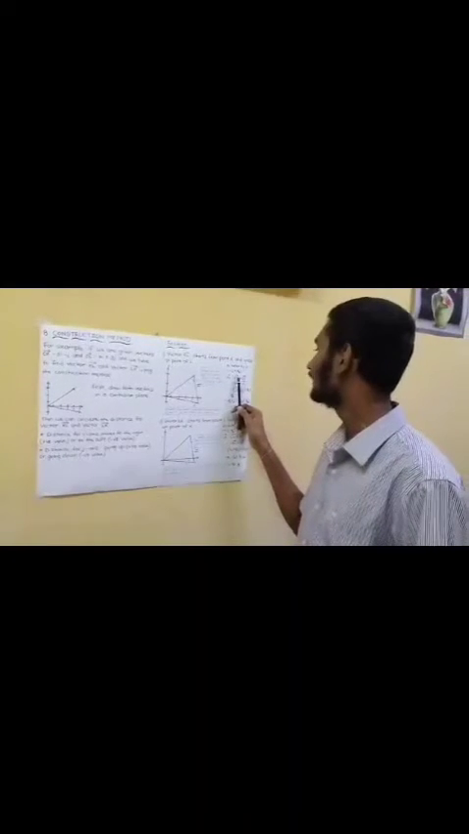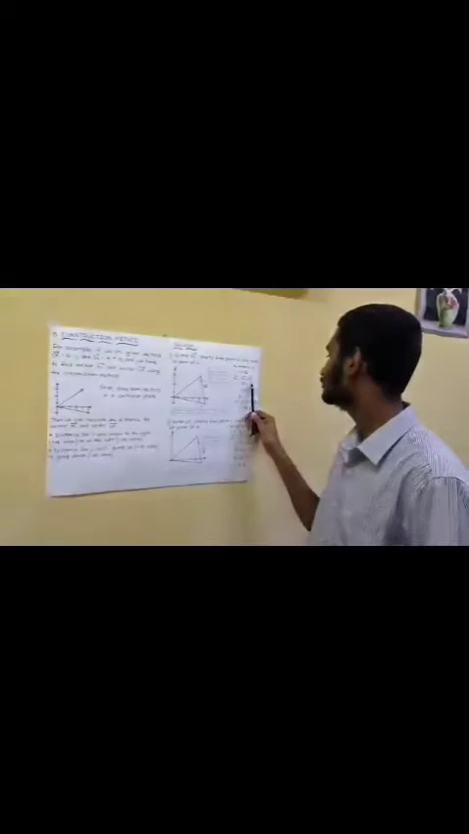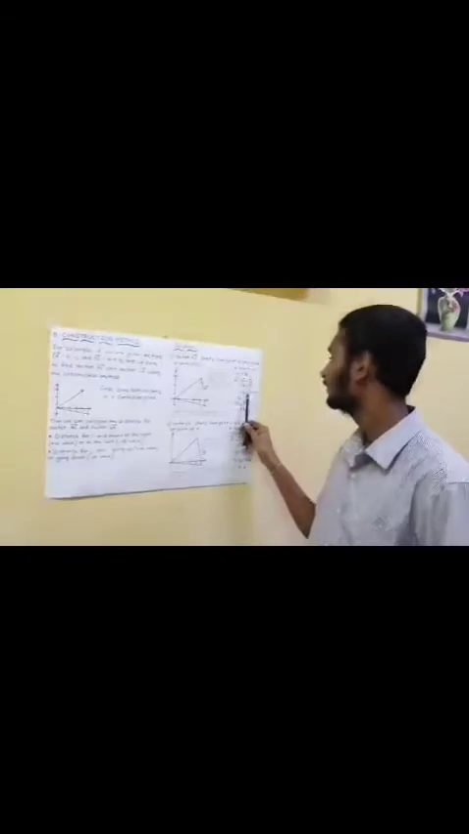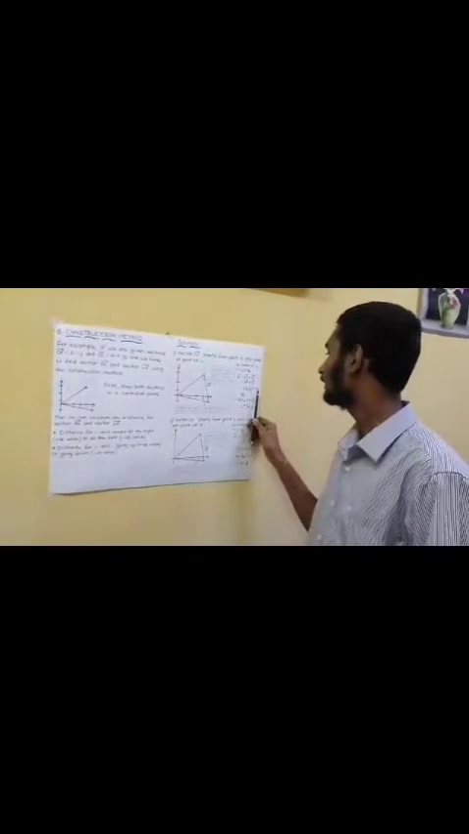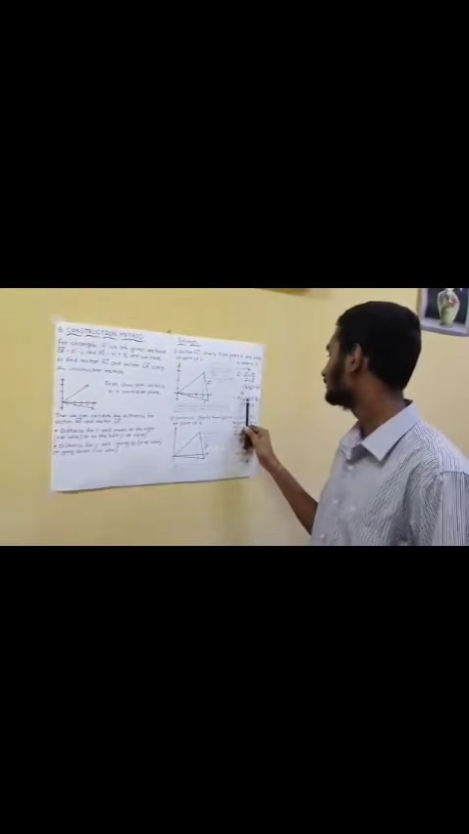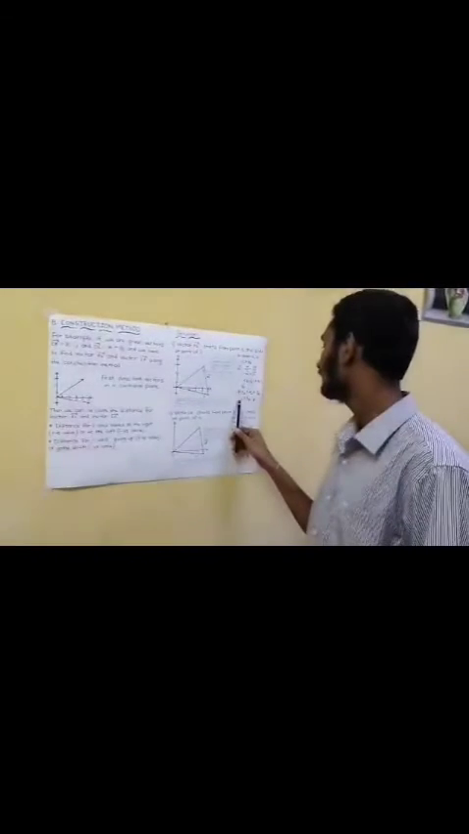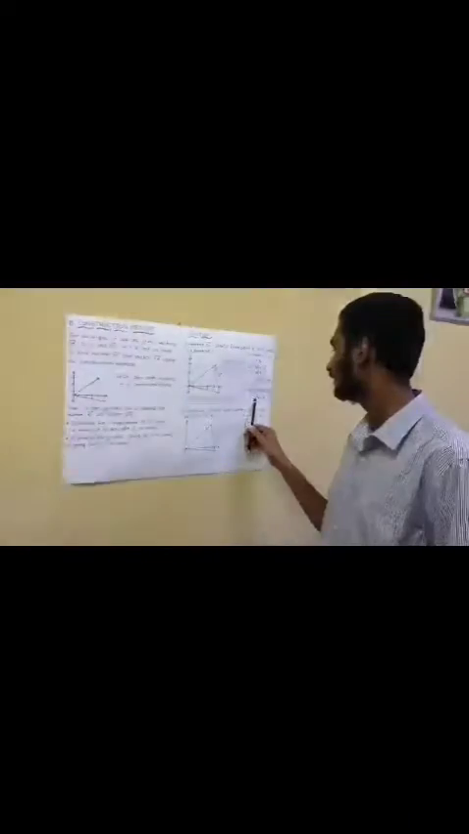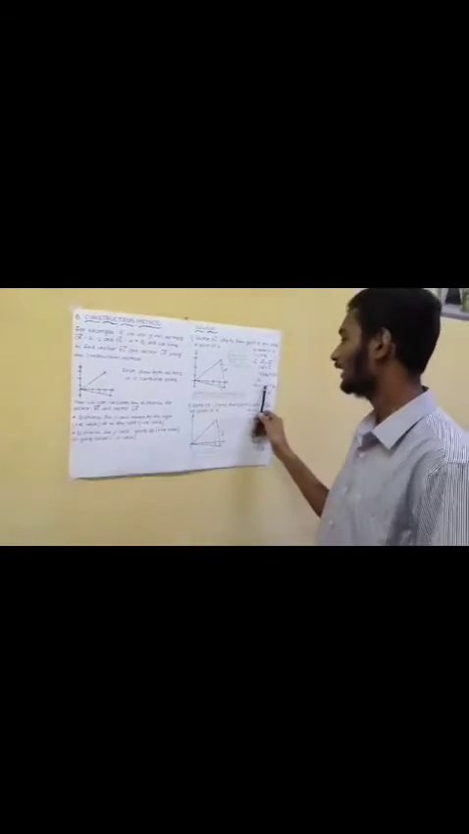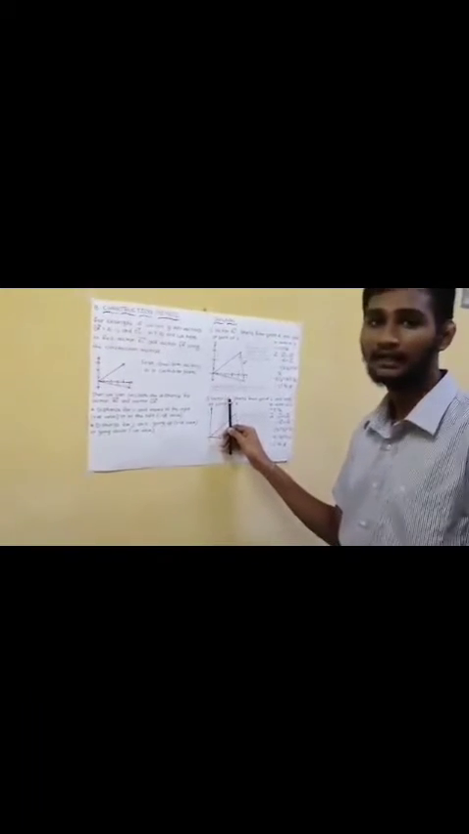KL equals KO plus OL. We can change this to negative OK plus OL. The negative OK is negative 5i plus j, and OL is 4i plus 3j. After that, negative 5i plus j plus 4i plus 3j. We can calculate the final answer. The final answer is negative i plus 4j. This is vector KL.